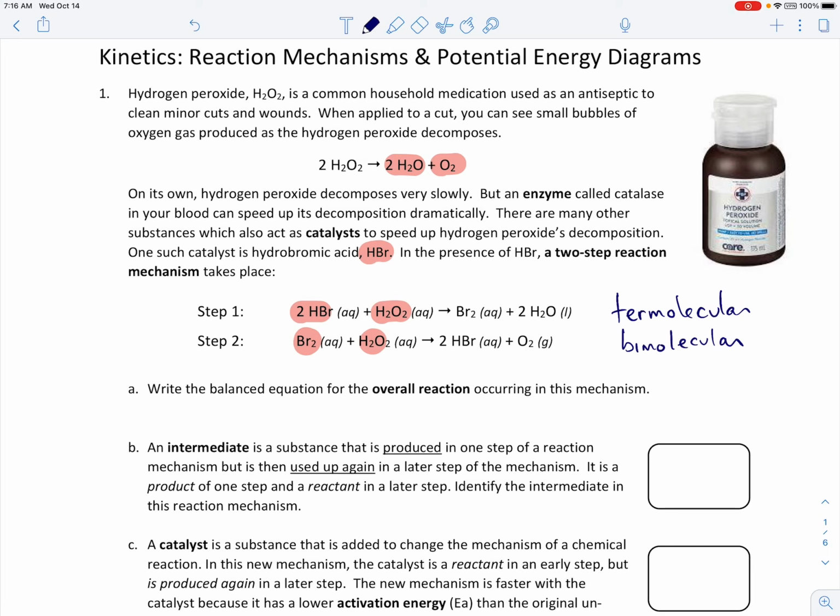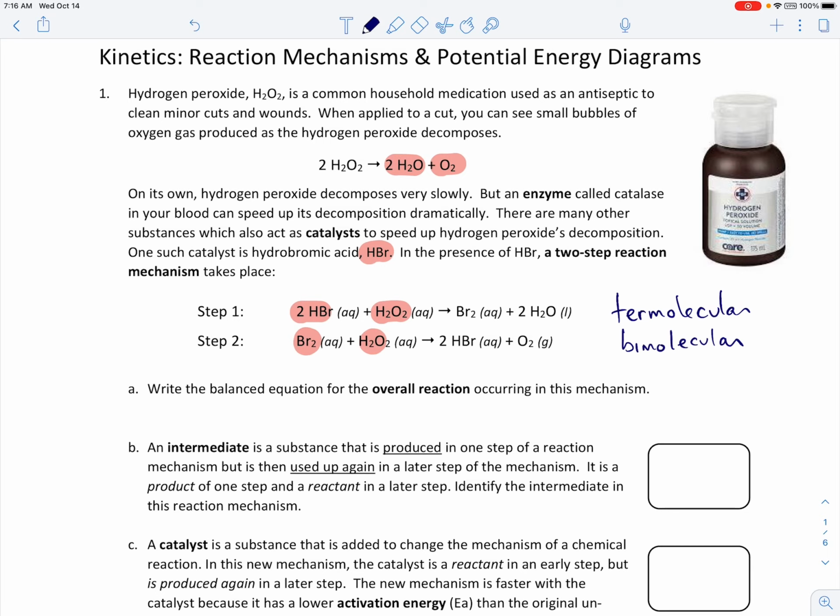And you recall from collision theory that the probability of there being any more than a termolecular step, any more than three particles colliding at once, all with the right geometry and all with the right energy, is just such a low probability that you don't see it happening. So termolecular is the highest molecularity for any step that you're likely to see.